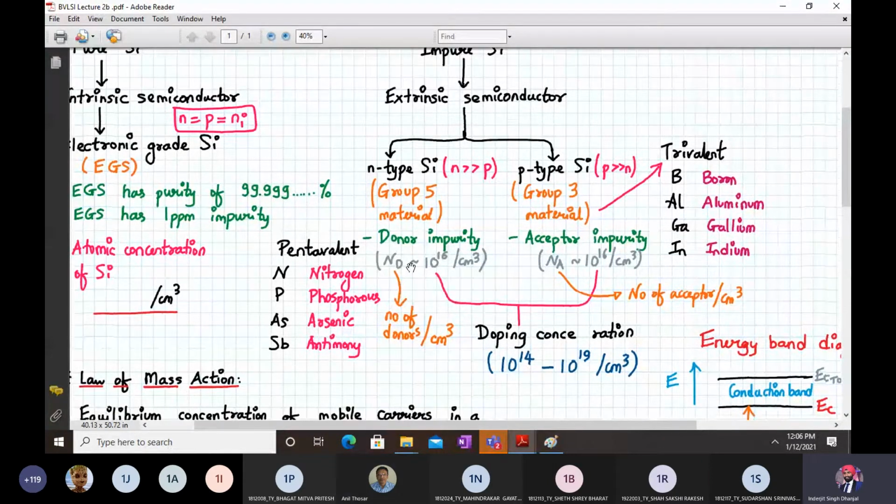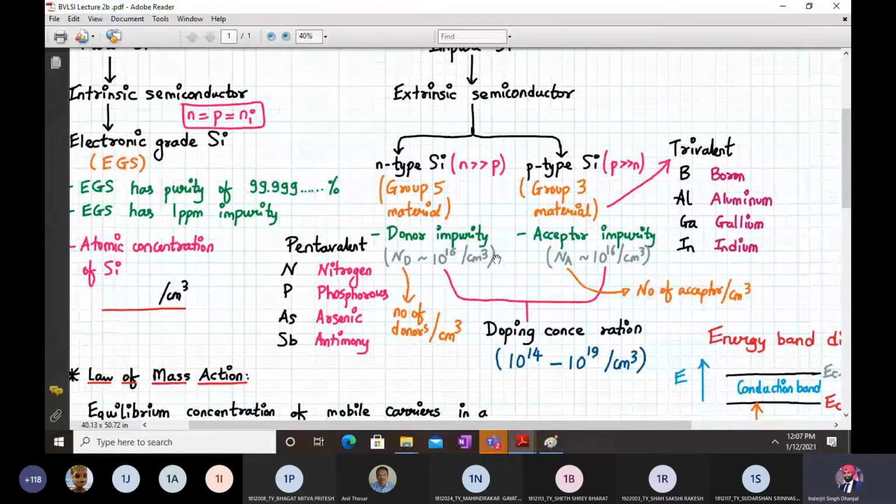Now, we also have a donor impurity. N-type impurities have 5 valence electrons, so they can donate 1 valence electron. Hence they are called donor impurities. These are denoted by Nd. Nd means number of donors per centimeter cube, and its value is 10 raised to 16 per centimeter cube.